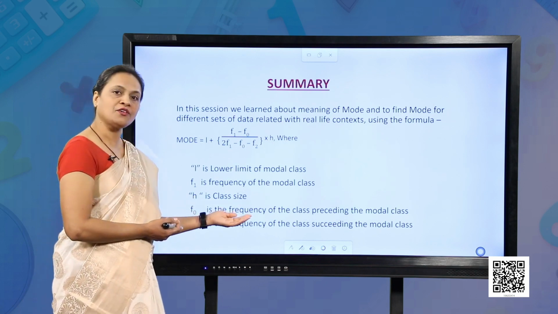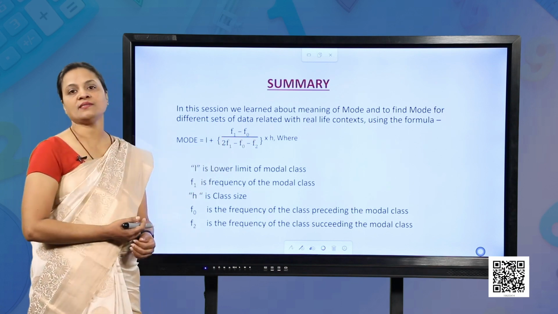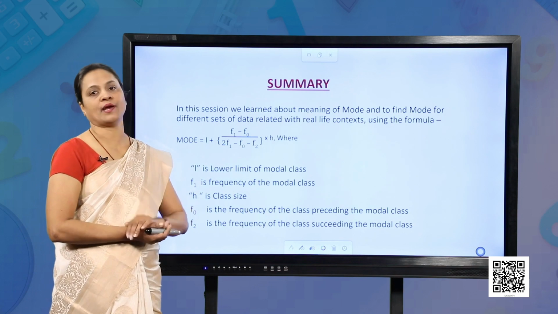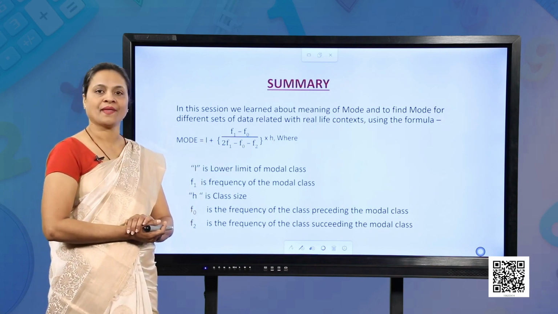F0 was the frequency of the class preceding the modal class. F2 was the frequency of the class succeeding the modal class. So, you can apply this formula and find the mode.